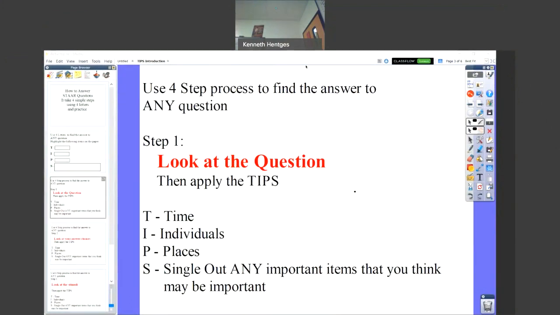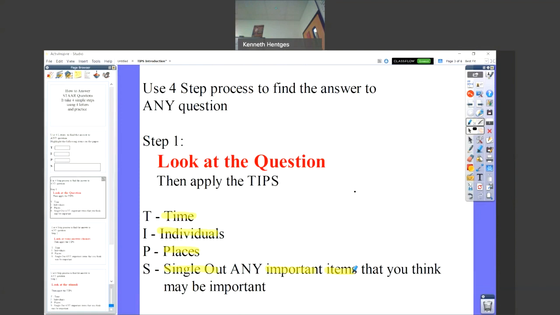You will take your highlighter and you will highlight any times, any individuals, any places, and single out important items. Always, always, always start with the question.